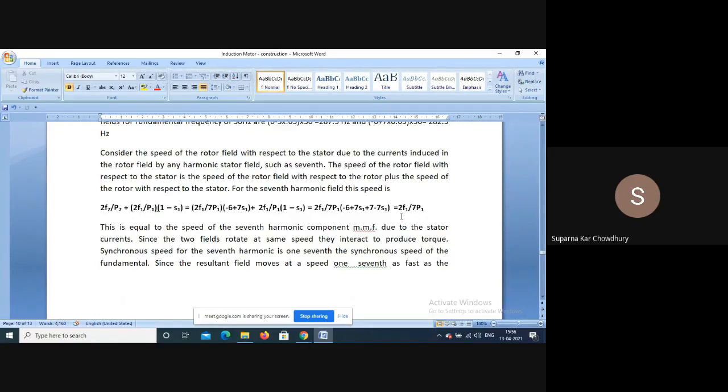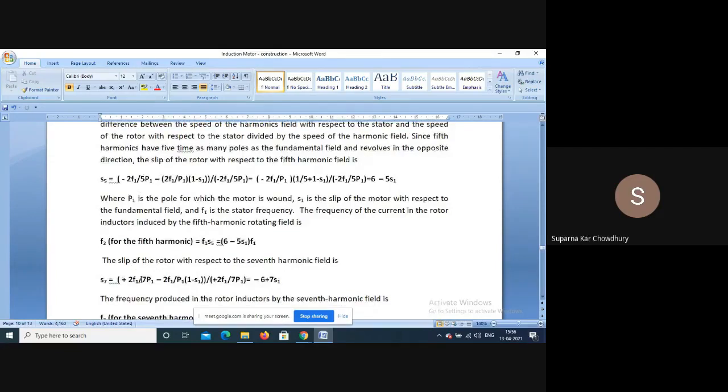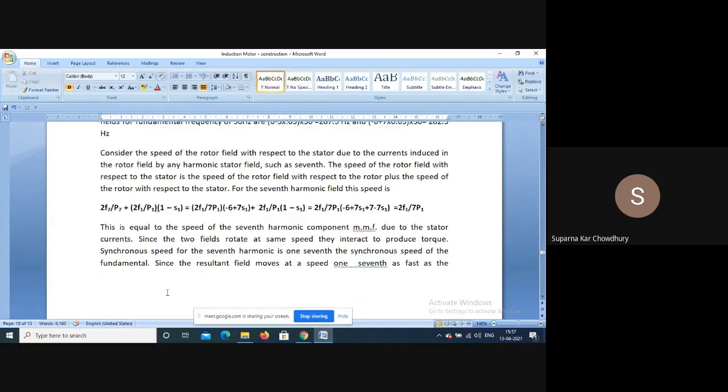So this is equal to the speed of the seventh harmonic component MMF due to the stator current. This is nothing else; this factor we have used in this expression here. So this is just the derivation of this. Seeing that the two fields rotate at the same speed, they interact to produce torque.